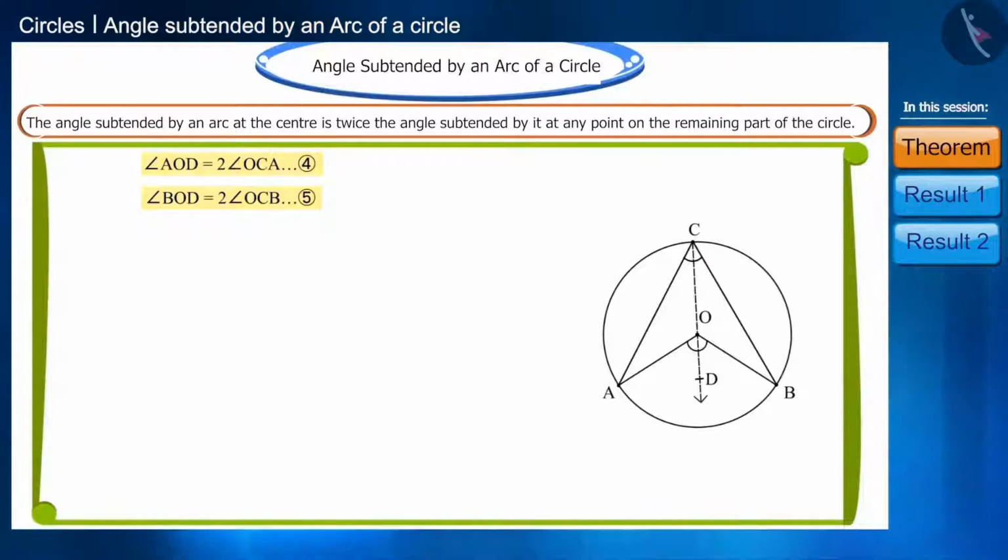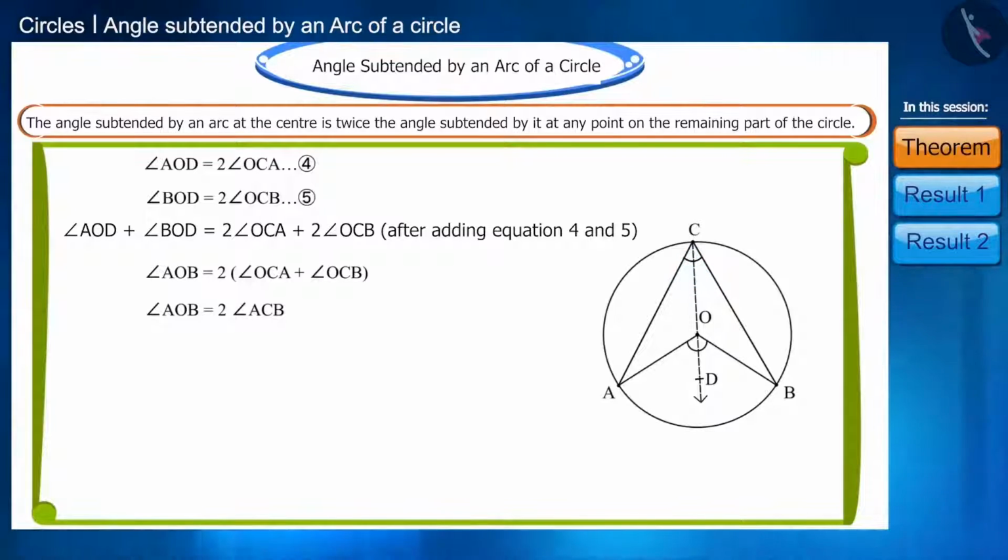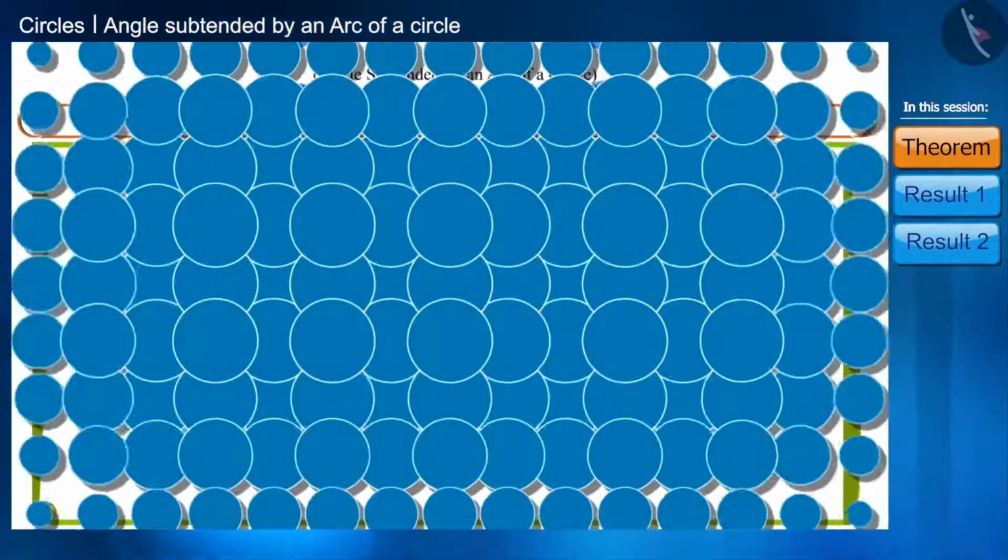Now adding equations 4 and 5. Combining the angles AOD and BOD, we get angle AOB. By combining the angle OCA and the angle OCB, the angle ACB is obtained. You can see that the angle AOB is twice angle ACB.